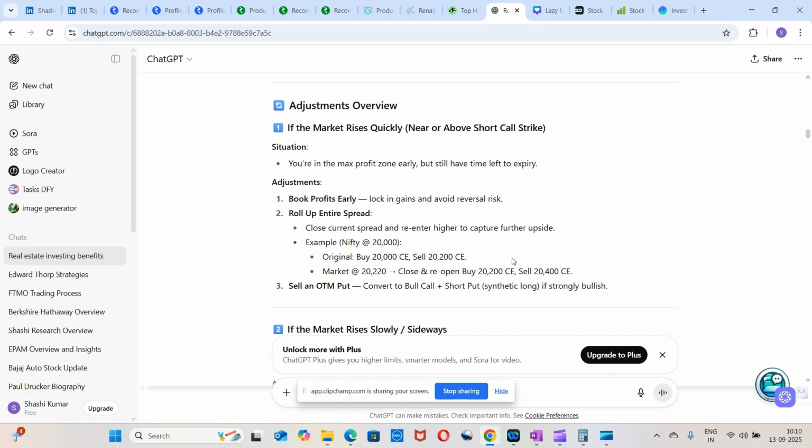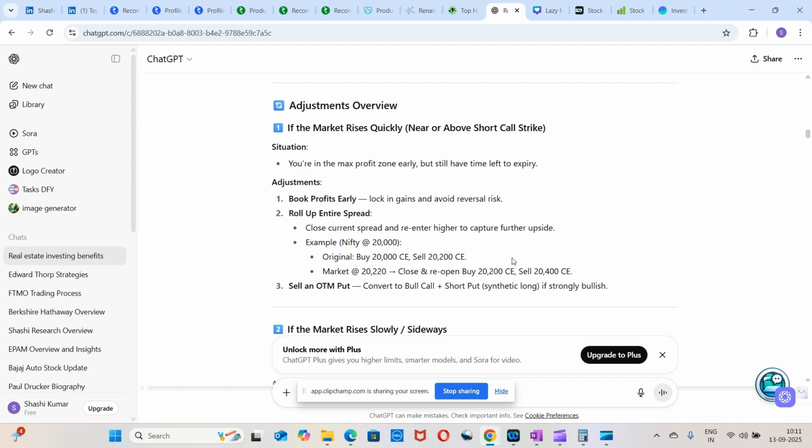The second thing you could do is roll up the entire spread. You close the current spread because you have made profits in it, and because the market has gone up, if you're bullish again, you take a bull call spread again at a higher level, rolling it further up. For example, in Nifty, say you bought 20,000 C and sold 20,200 C. You close that position and reopen a buy position at 20,200: you buy a 20,200 C and sell a 20,400 C.